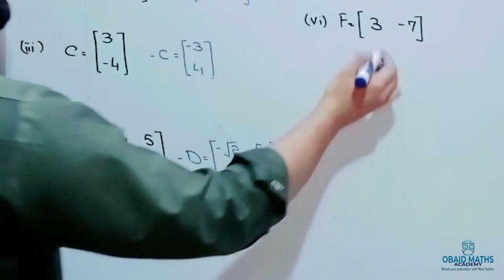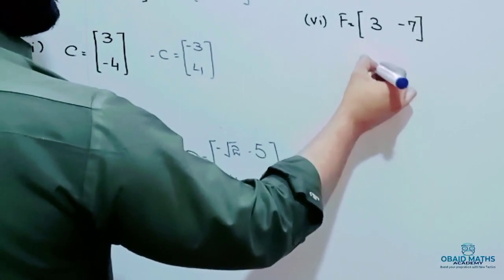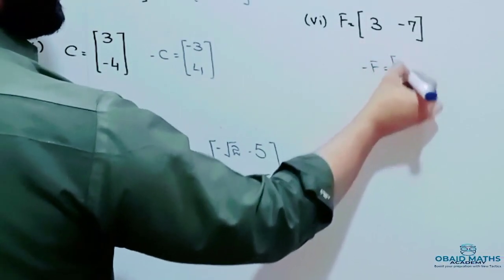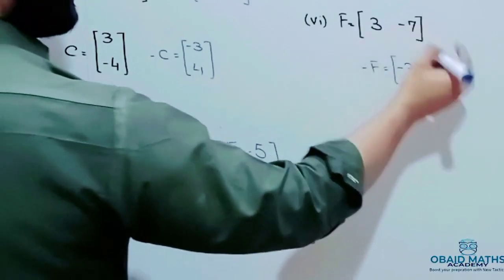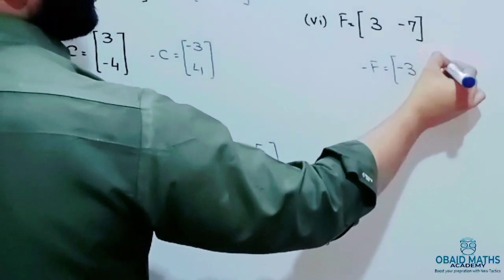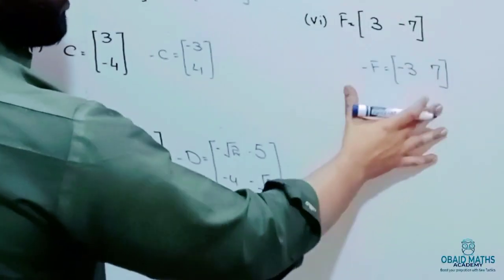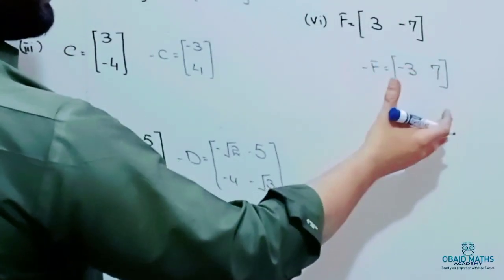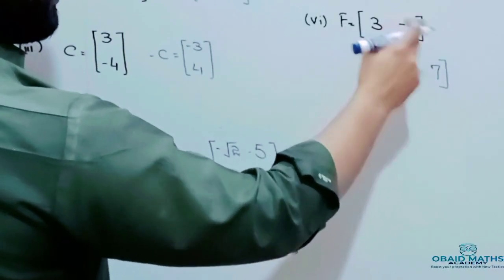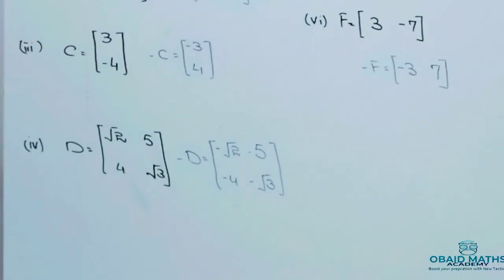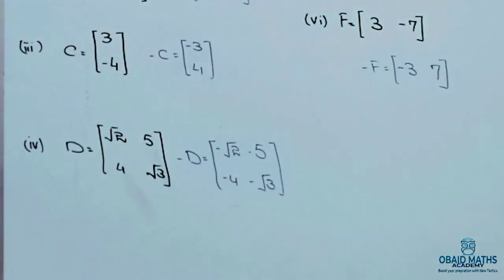The last part, the negative F, will be like just minus 3, and there is a negative 7, it will convert into the positive 7. Because when two negative signs react, it will create a positive sign. That's why minus into minus, this minus will be turned into a positive 7. So these are the answer of question number 2.